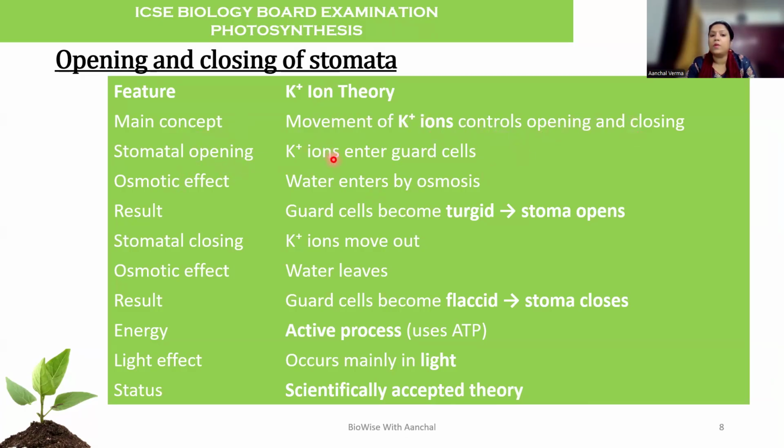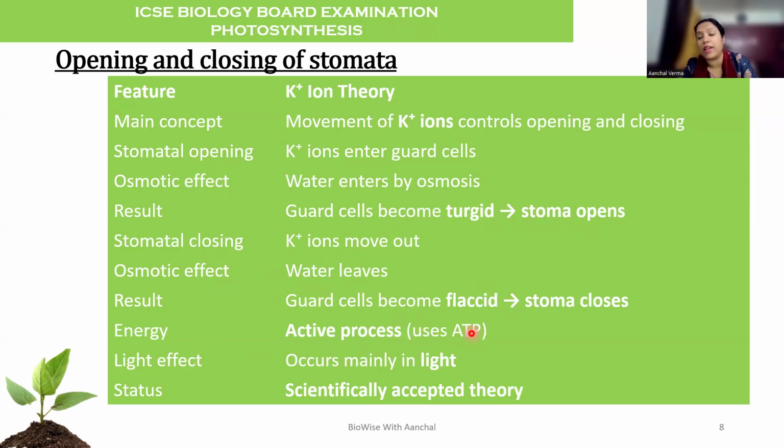Stomatal opening: potassium ions enter the guard cells. Then there is stomatal opening. Water enters by osmosis because of the increase in concentration of potassium ions, and the guard cells become turgid and the stomata opens. Stomatal closing: potassium ions move out, water leaves, and as a result the guard cells become flaccid. Energy is needed, as it is an active process because ATP is utilized.